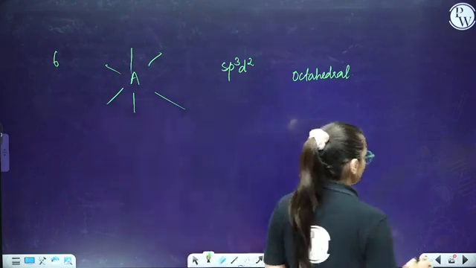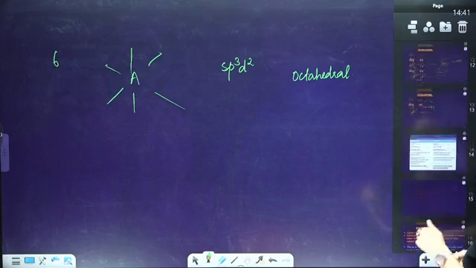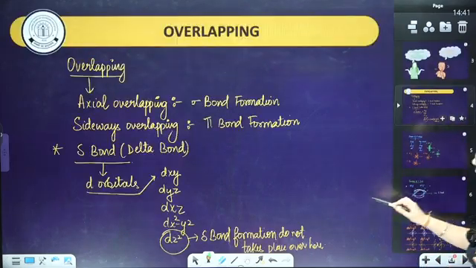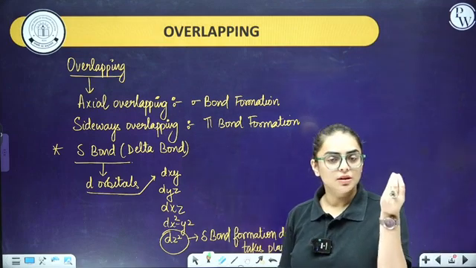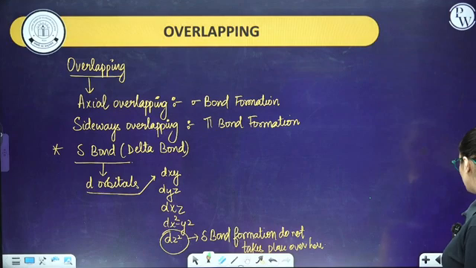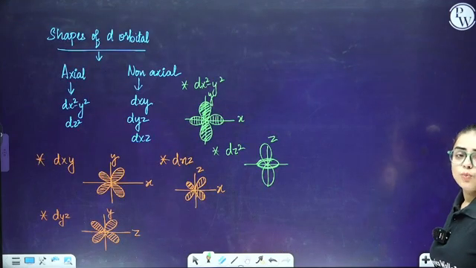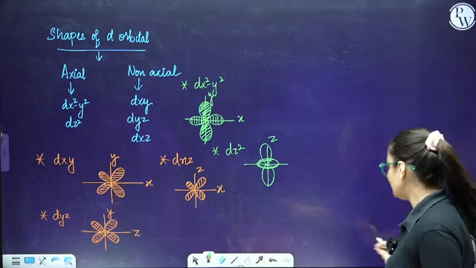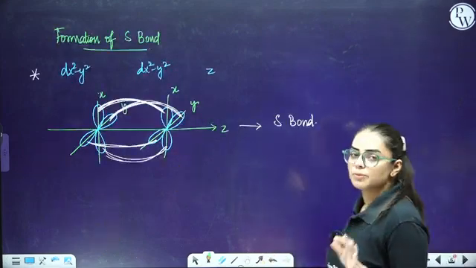In today's session, let me give you a quick review of what we have exactly completed. We have completed the overlapping part. Initially I told you about the sigma bond and the pi bond formation. Then we discussed the delta bond, how delta bond is created. Dz square will not form delta bond. Moving on to the shapes, this we have already done. The next part is formation of delta bond.